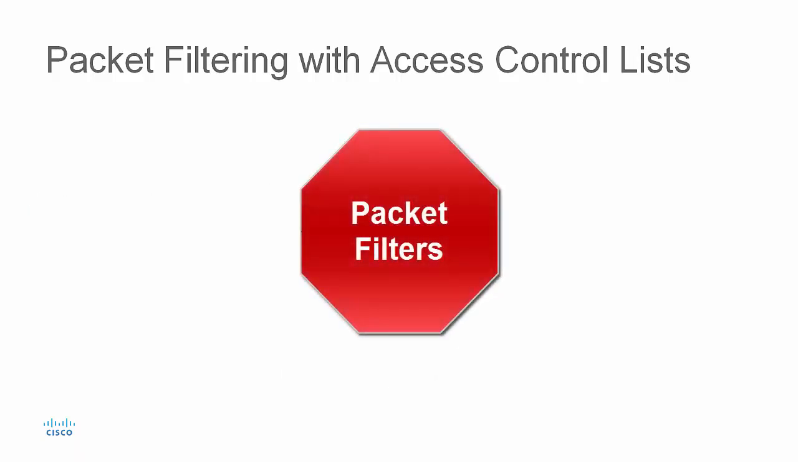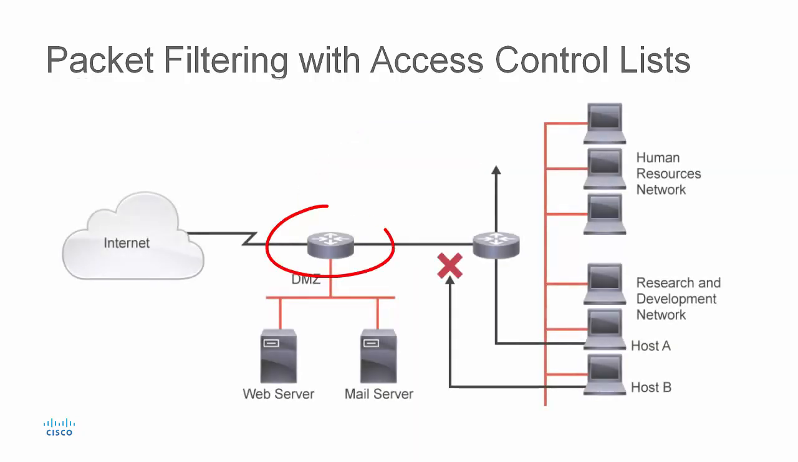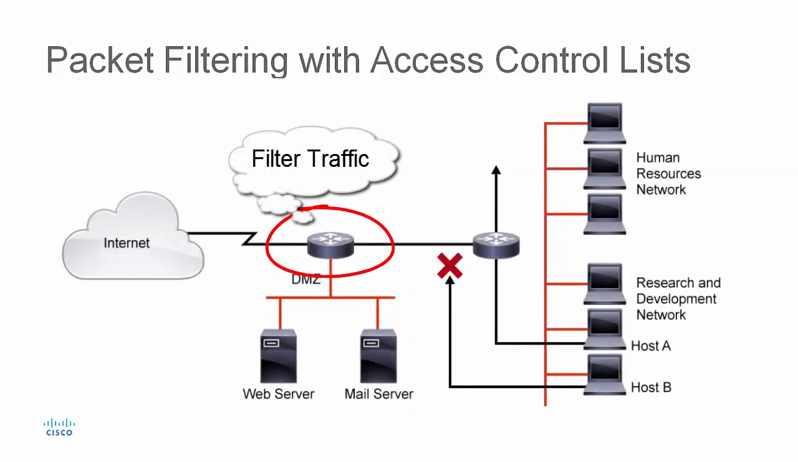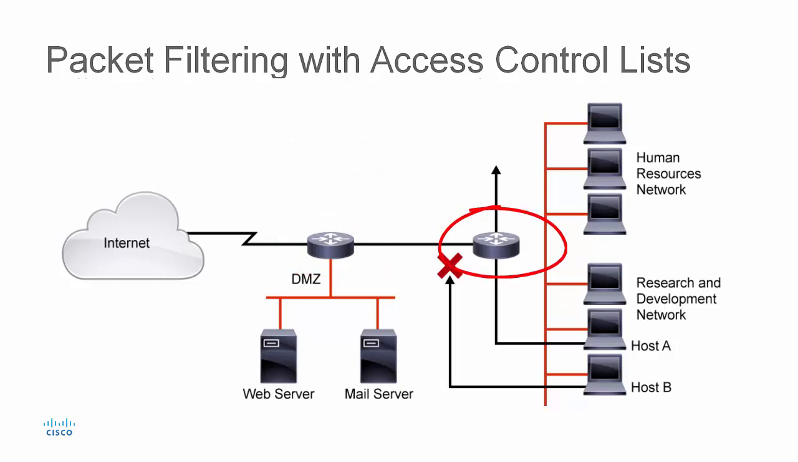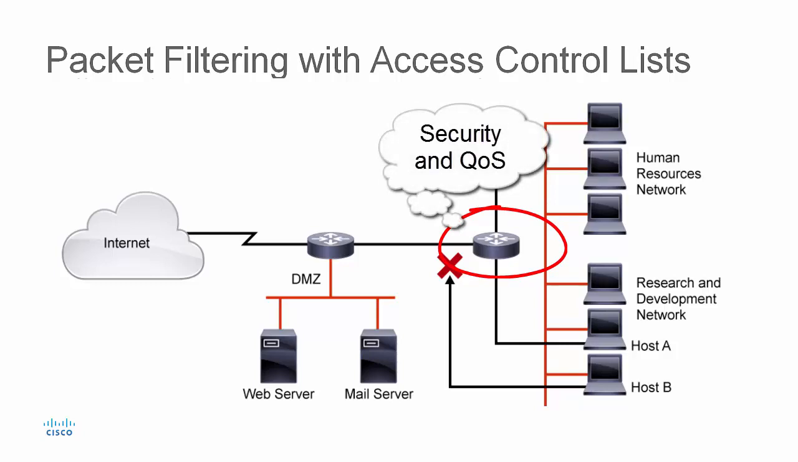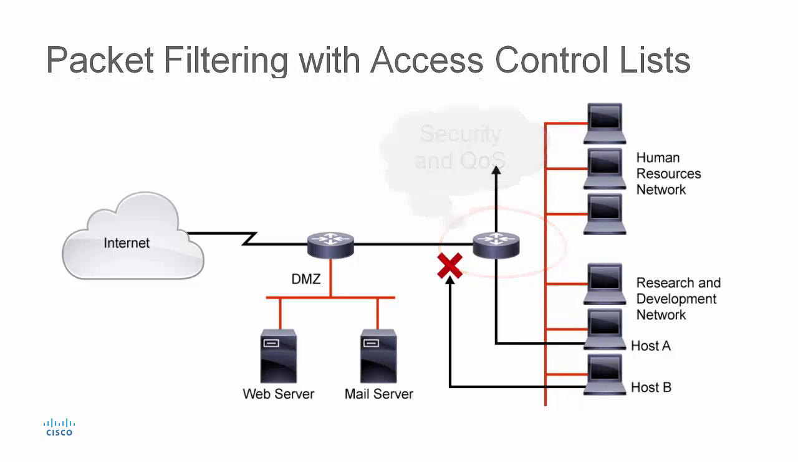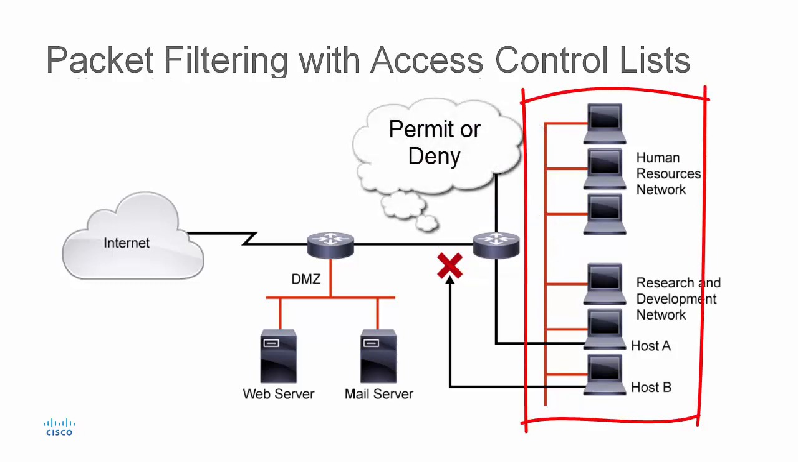ACLs serve as packet filters and can be implemented at various points in the network. On perimeter routers, it's common to implement an ACL that filters out known problem traffic, such as traffic sourced from a private address space that doesn't belong on the internet. On interior routers or layer 3 switches, ACLs can be implemented for security and QoS purposes. They can permit or deny traffic going through the device to and from certain destinations and applications.